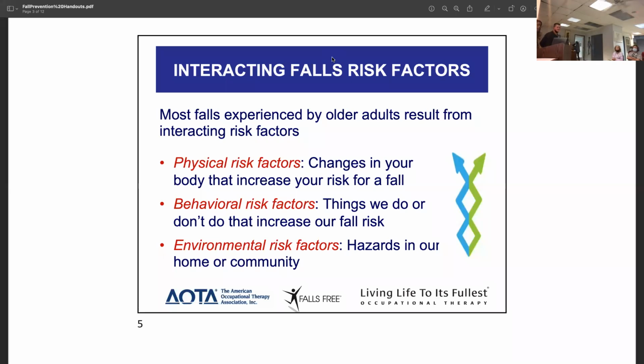Thank you. Okay. Fall risk factors are commonly placed into three categories: physical, behavioral.